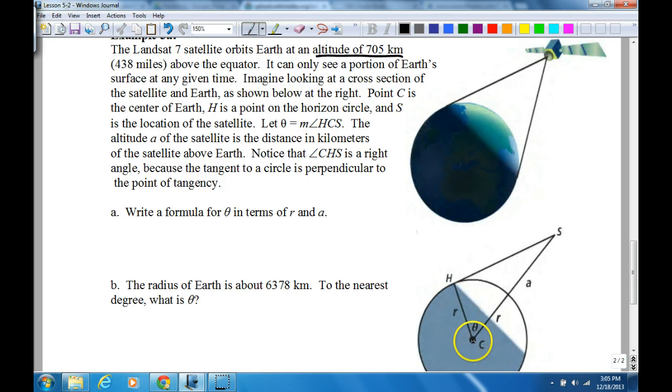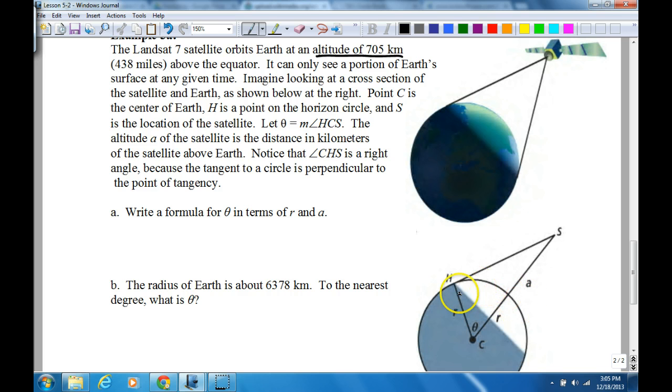Point C right here is the center of the Earth. H is the point in the horizon circle that can be seen from the satellite. And theta is the degrees found between the radius and this line right here. Okay? So what we need to find right now is the formula for theta in terms of R and A. So, what are this R and A? What part of the circle is that?